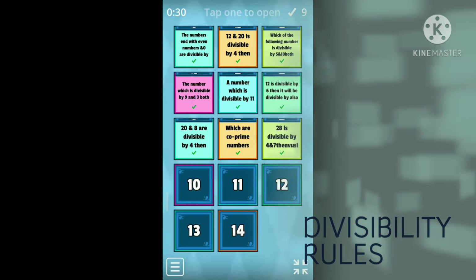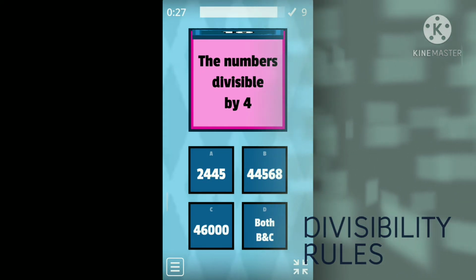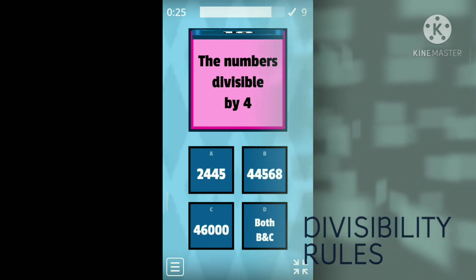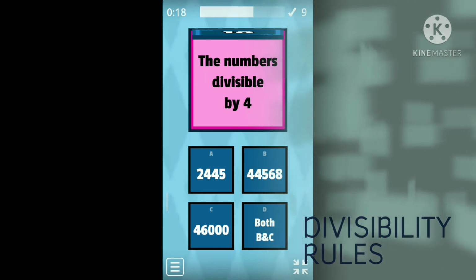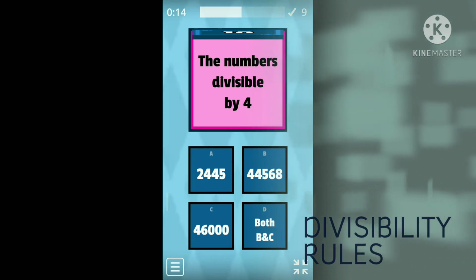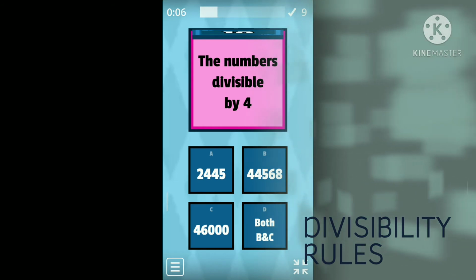Let us proceed for the next question. The number divisible by 4. We know the divisibility rule of 4: if the last two digits of the number are divisible by 4, or the number ends with double zero, then that number is also divisible by 4. According to the question, by checking, options B and C are correct, so option D will be correct here.